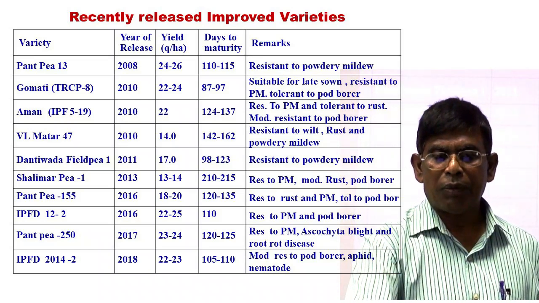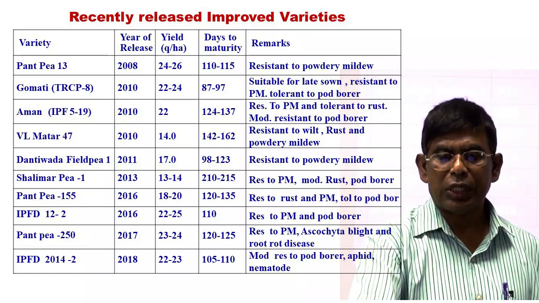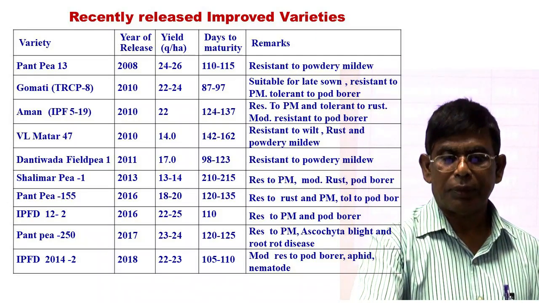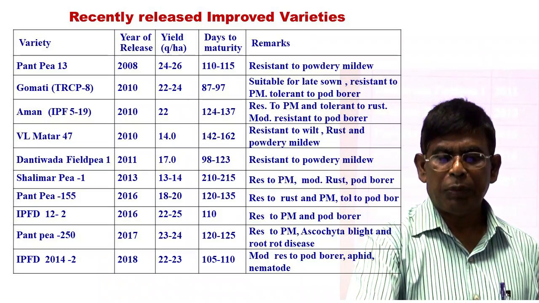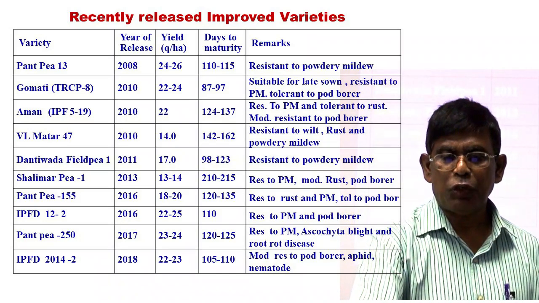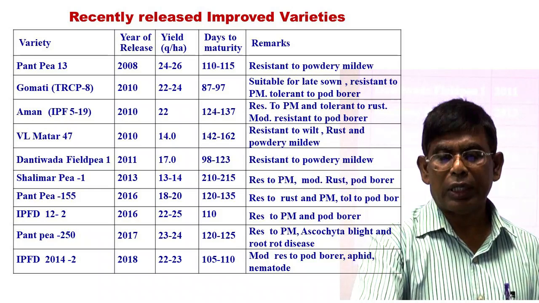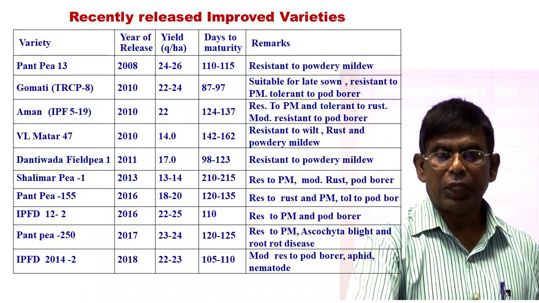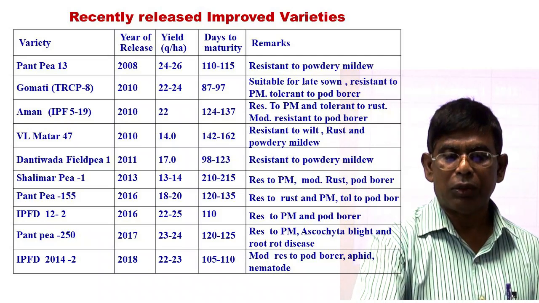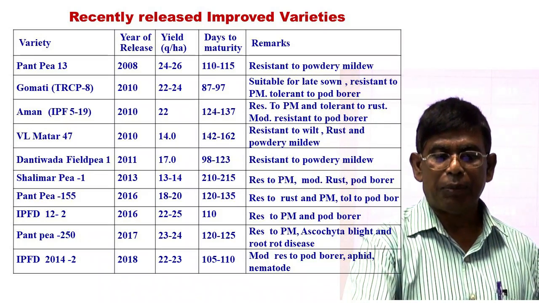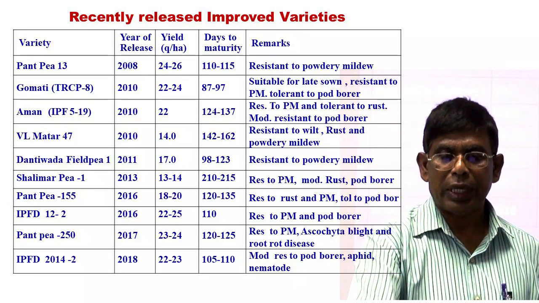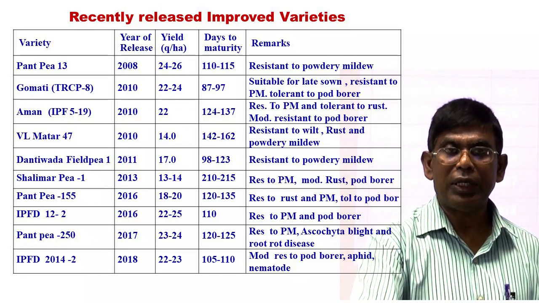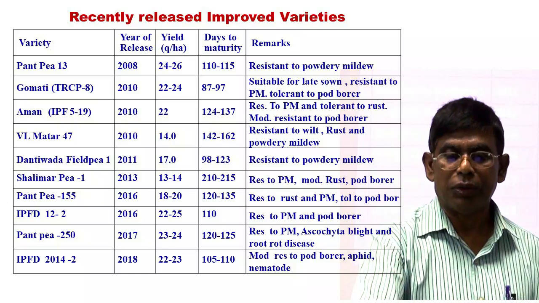Then Pont P155, it is also resistant to rust and powdery mildew and tolerant to pod borer. Then Pont P250, it is resistant to powdery mildew, ascochyta blight and root rot disease. And then the last one, which has been released very recently during 2018, that is IPFD 2014-2, which is moderately resistant to pod borer, aphid as well as nematode.